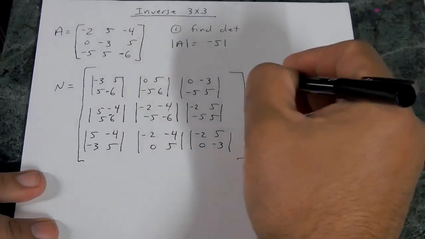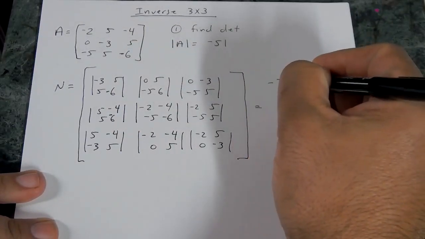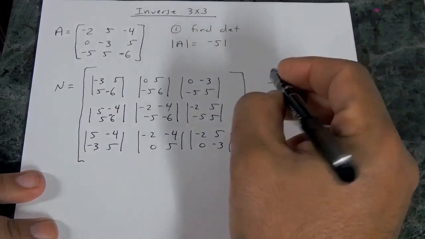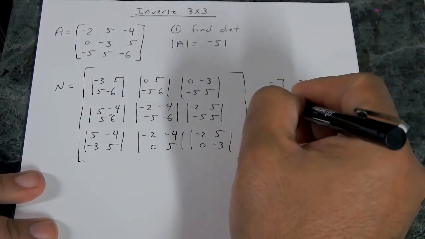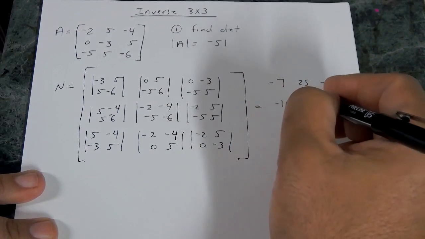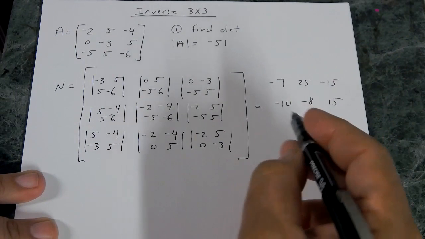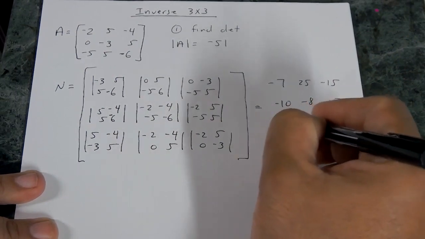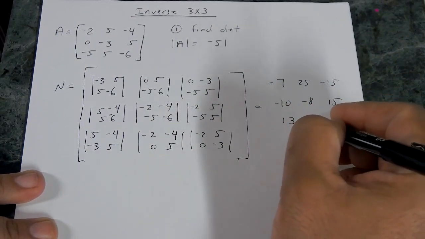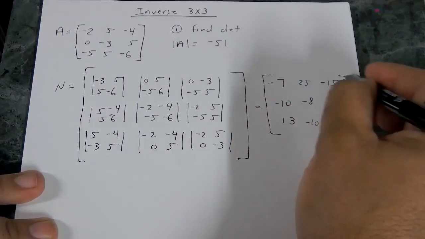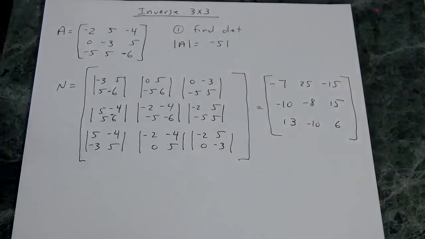You end up with a -7, a 25, -15, -10, -8, 15, 13, -10, and 6. Okay.